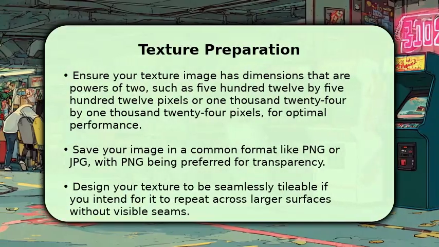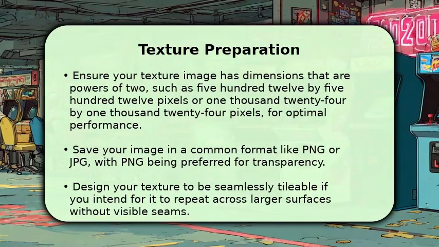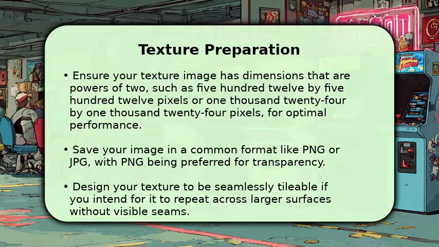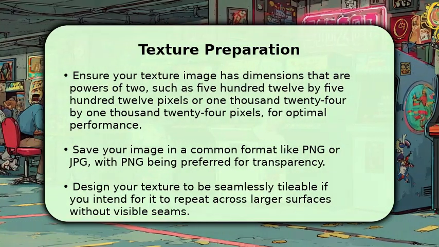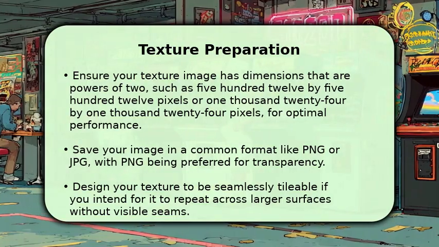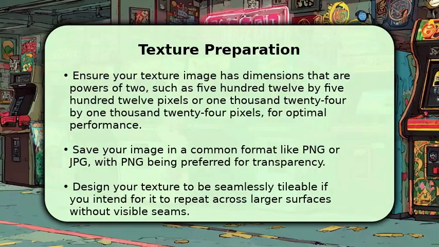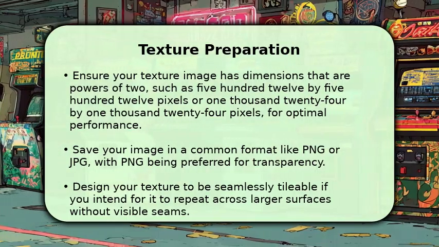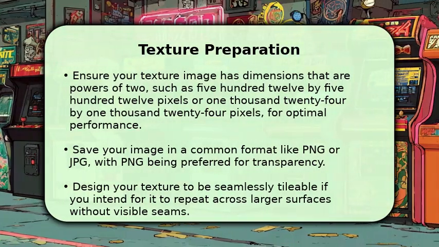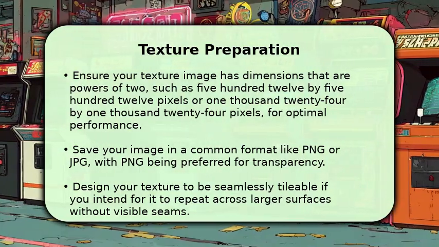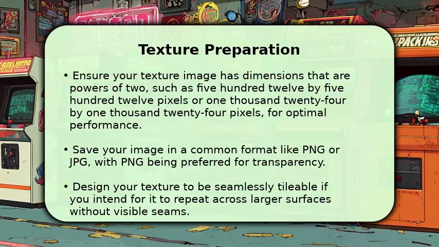Before bringing your textures into Roblox Studio, proper preparation is key. Aim for image dimensions that are powers of 2, like 512 by 512 pixels or 1024 by 1024 pixels, as this optimizes performance. PNG is often the best file format, especially if you need transparency, though JPG also works.